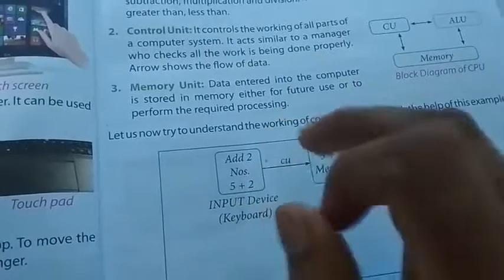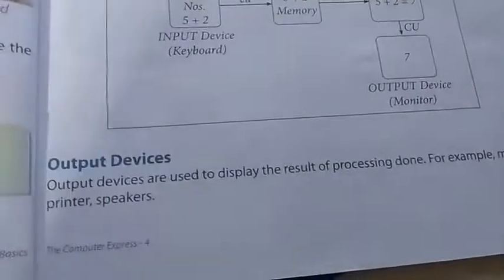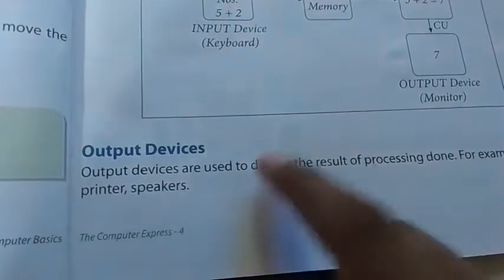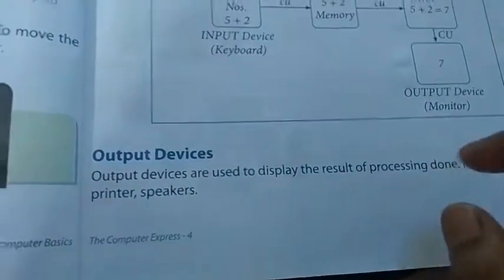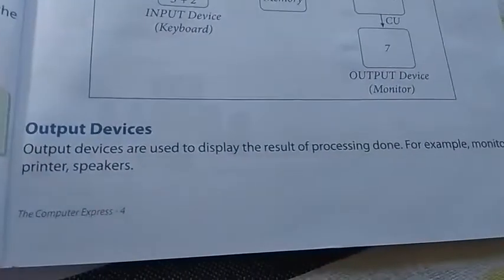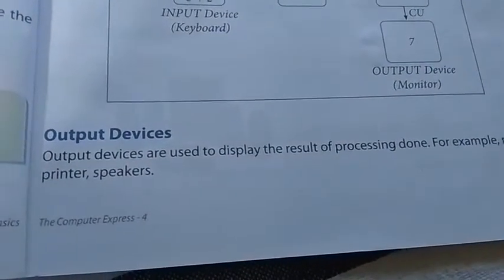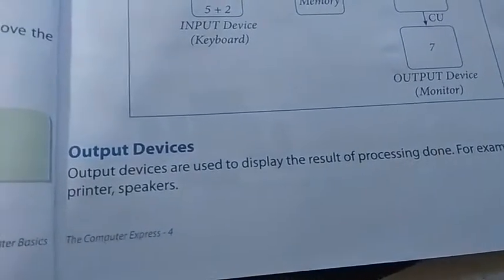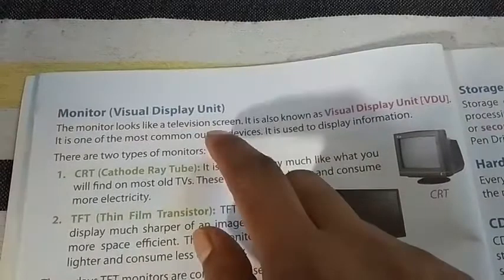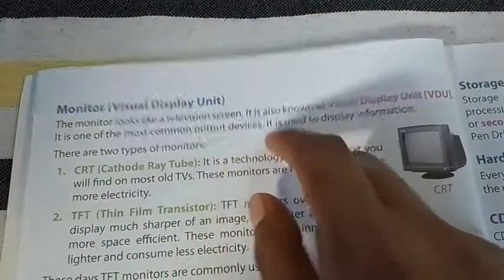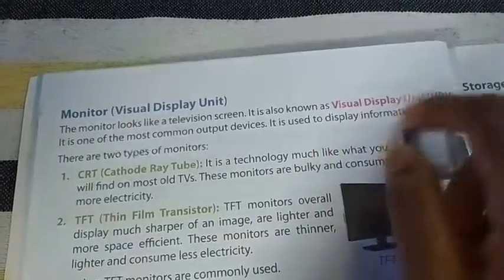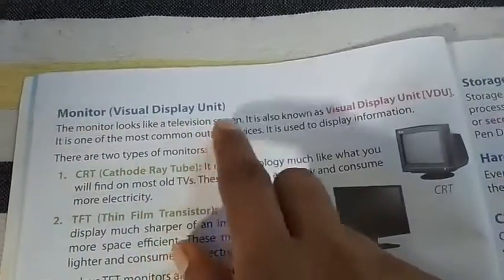Okay student, now next topic is output device. Output device means it displays the result on the screen, done by processing device. For example, monitor, printer, speaker is also an output device. Monitor is the most common example of output device. It displays the information on the screen like a television screen.